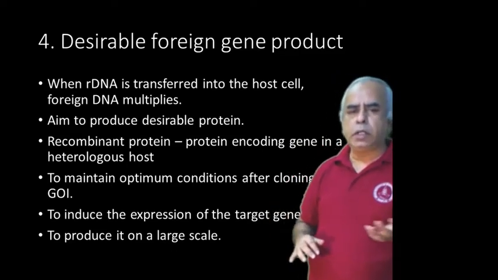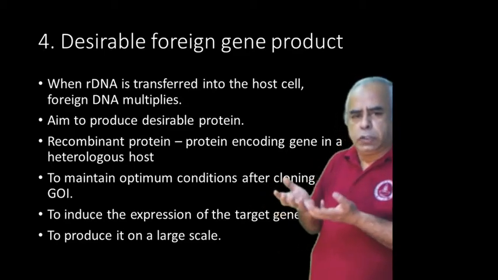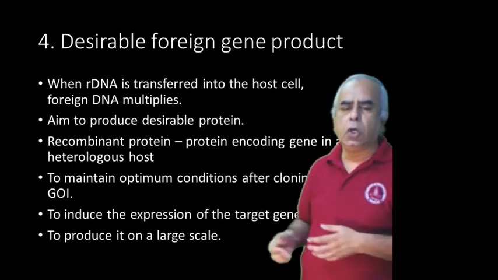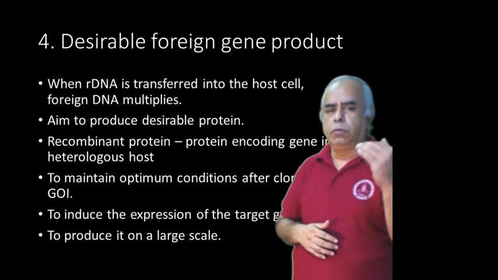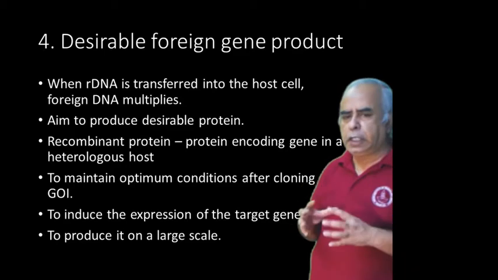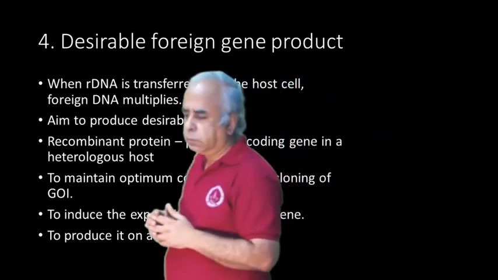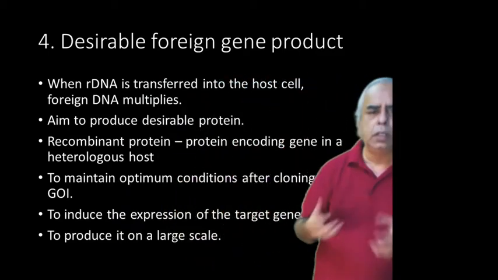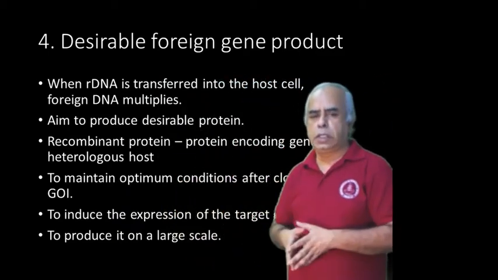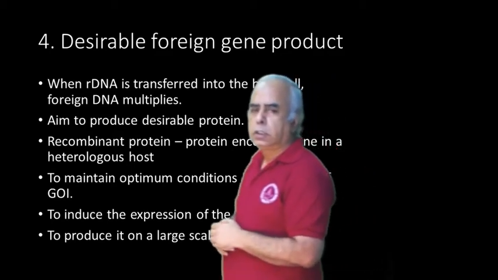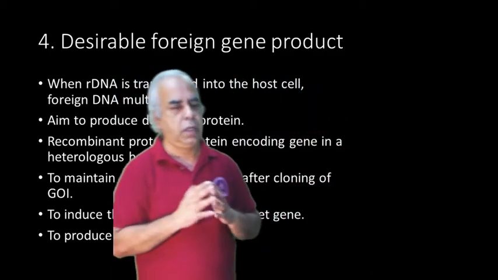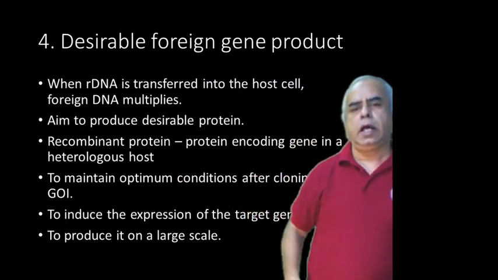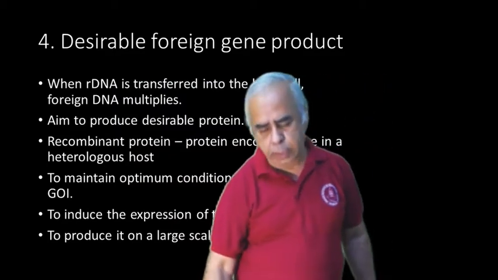So the recombinant protein-encoding gene is placed in heterologous hosts with different media, and we need to maintain the optimum conditions for cloning the GOI. What is GOI? That is the gene of interest to us. Now we need to induce the expression of the target gene. Then finally we can produce it on a large scale, and it can be packed for marketing purposes.